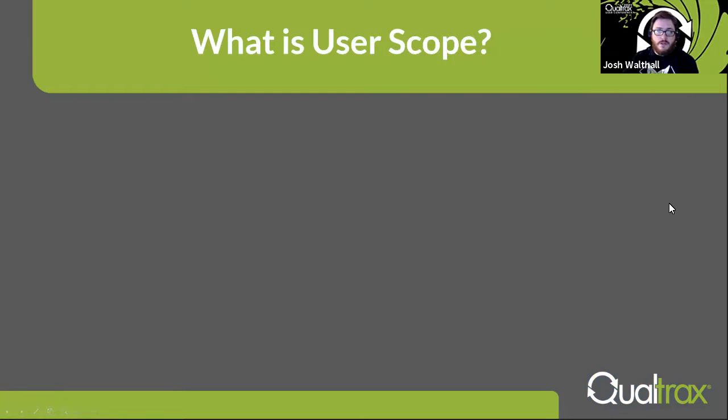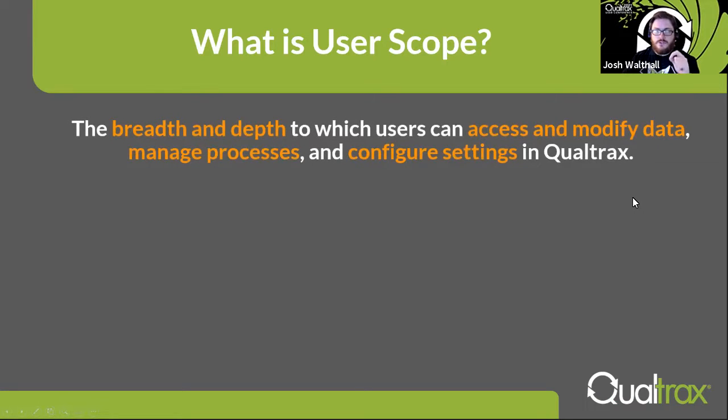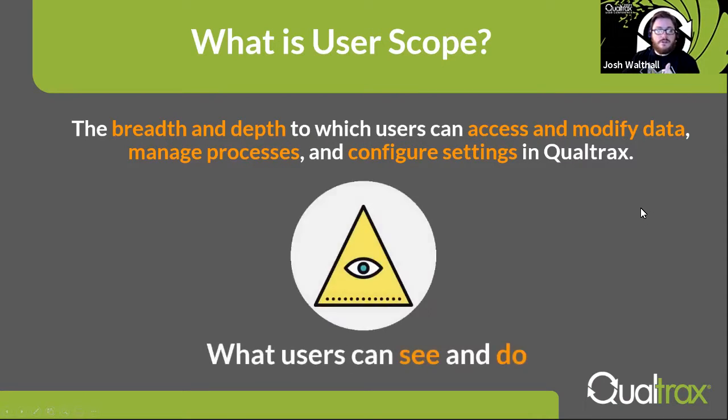So first off, what am I talking about? What is user scope? Well, user scope refers to the breadth and depth to which users can access and modify data, manage processes, and configure settings in Qualtrics. So in other words, it's what your users can see and do in your system. And not everyone in your organization needs unlimited access to your system. So you will need to determine and configure the scope for your users in order to get the most out of Qualtrics.